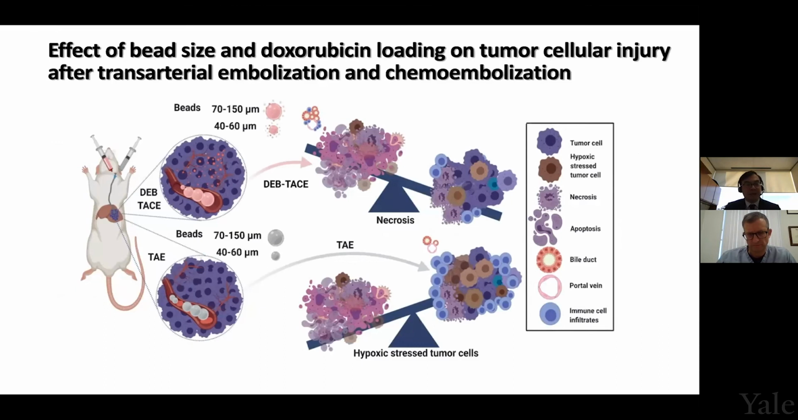It basically shows that when we use drug, you tend to get more necrosis, and if you use bland embolization, you get necrosis, but you also end up with a lot of stressed tumor cells. Just again, something to keep in mind. That's not necessarily positive or negative. I mean, as you saw with the study on ifosfamide, sometimes we can capitalize on the surviving stressed hypoxic cells in some way to increase or improve our outcomes.